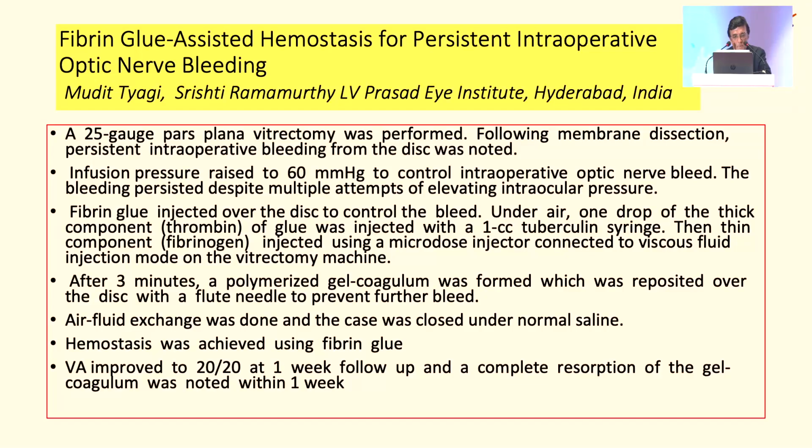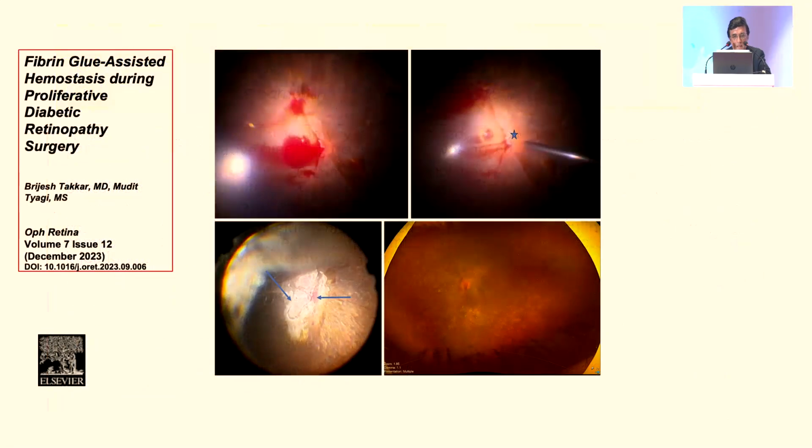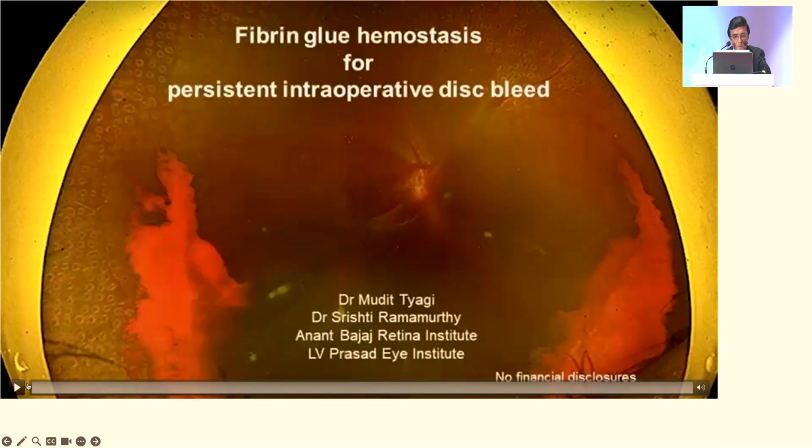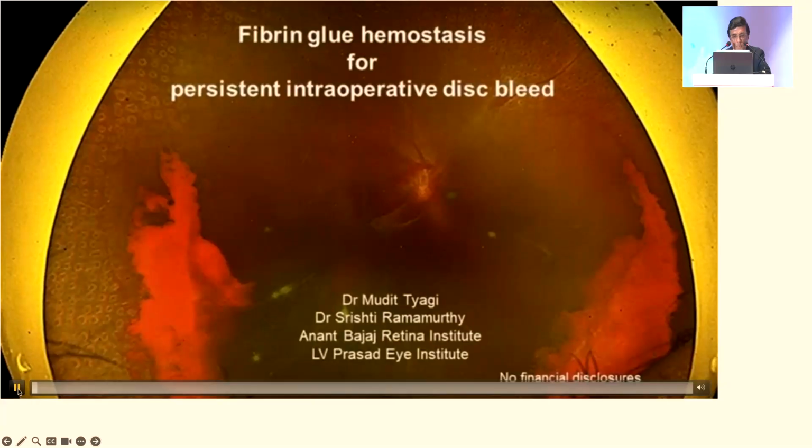Another thing which I wish to introduce is fibrin glue assisted hemostasis for persistent intraoperative optic nerve bleeding. And this is a case which has been shared by Dr. Mudit, which has been recently published. He got an award also for this particular methodology, and this is his small little video which I'll share with you of how he uses fibrin glue.